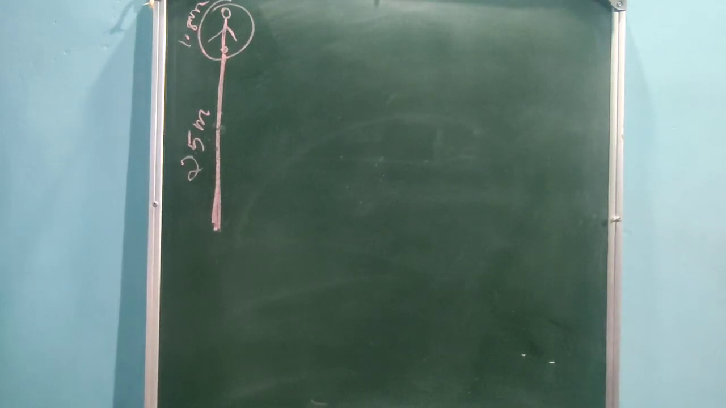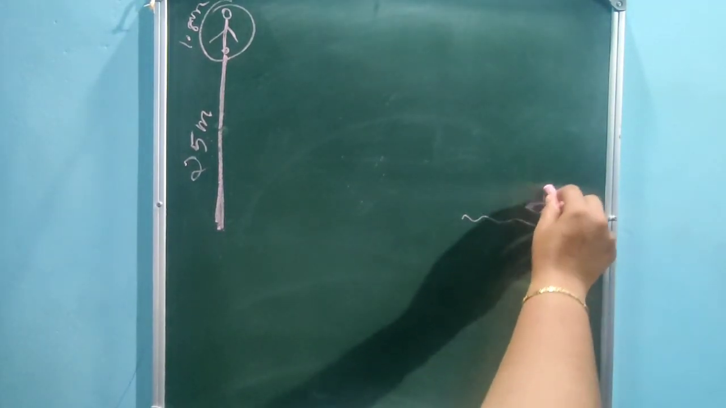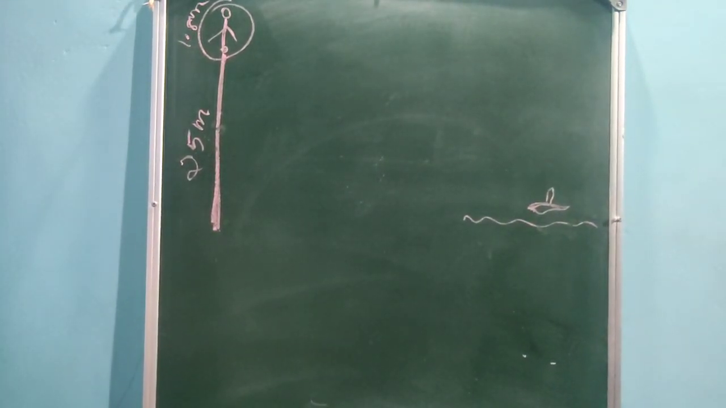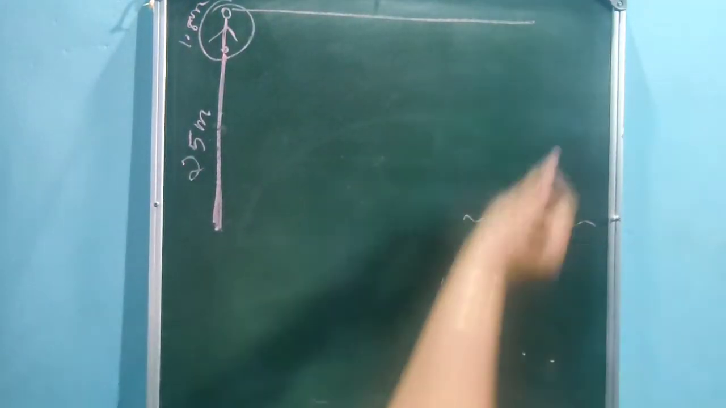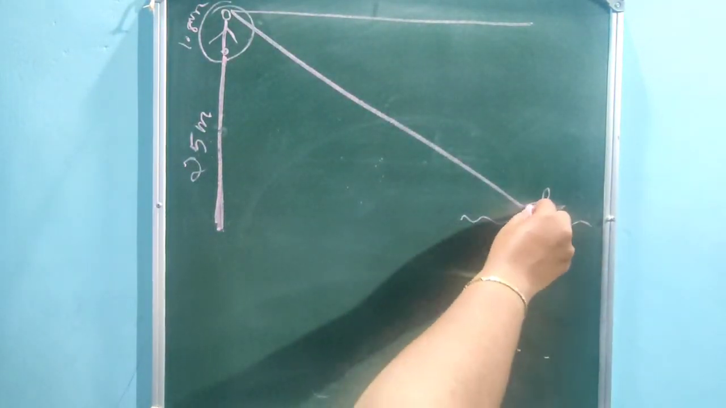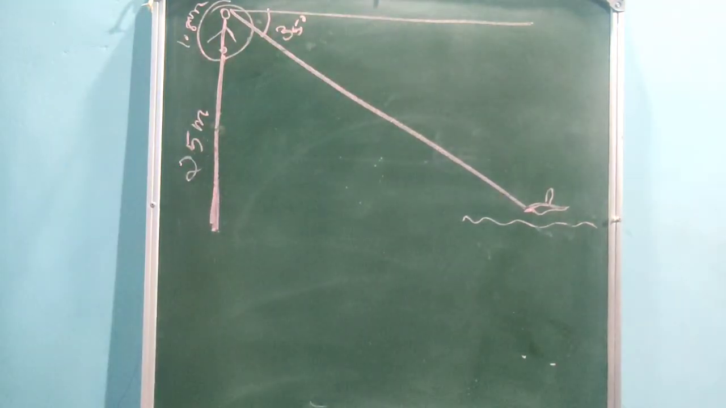And he sees a ship at a sea. This is the sea, and here he can see a ship. He can see the ship at a depression of 35 degree. See children, this is the straight view of the boy, and this is the angle of depression. This depression is equal to 35 degree. Angle of depression is equal to 35 degree.